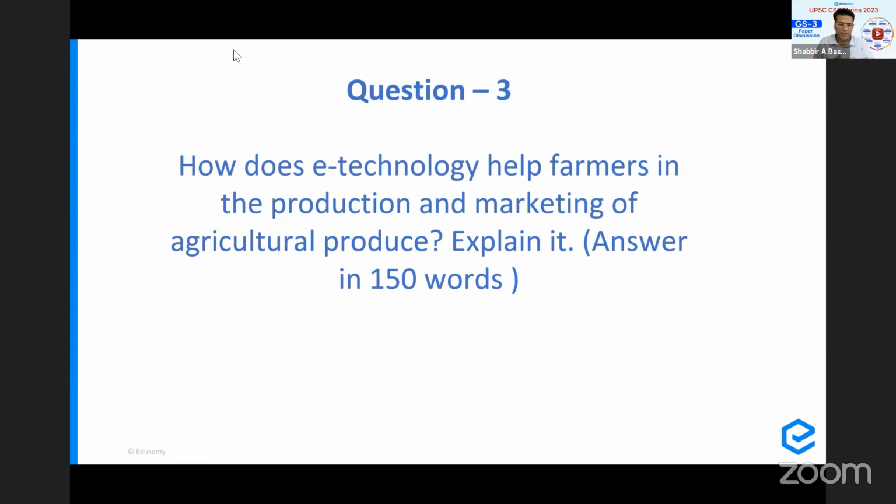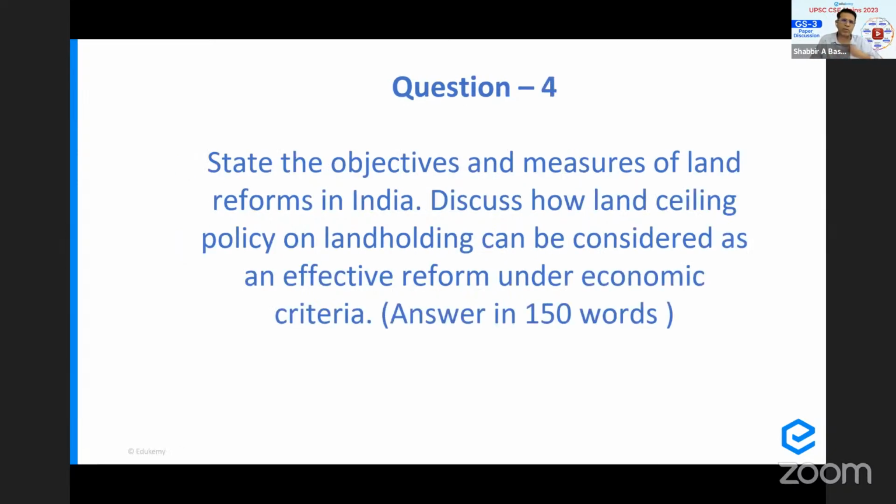State the objectives and the measures of land reforms in India. What are the objectives? Objective includes removal of land inequity. Objective includes support of small and marginal farmers in terms of land ownership. Objective includes reducing the rents and maybe making it more small-farmer friendly. Objective includes increasing productivity by reducing land fragmentation, by cooperative farming. So tenancy reforms, cooperative farming, land consolidation, land ceiling, removal of the zamindari system or intermediaries. I think everyone knows this.